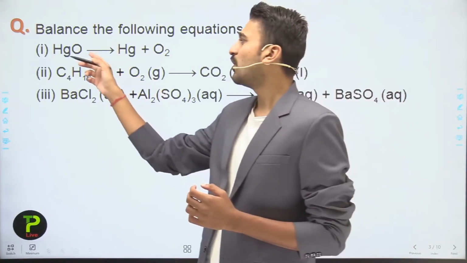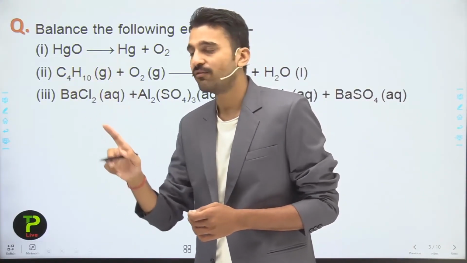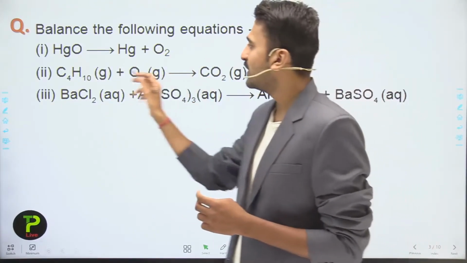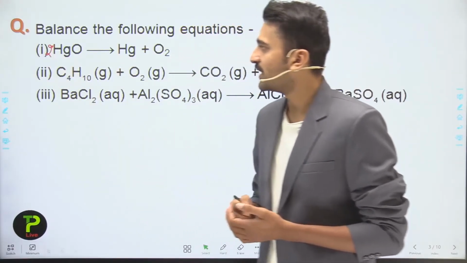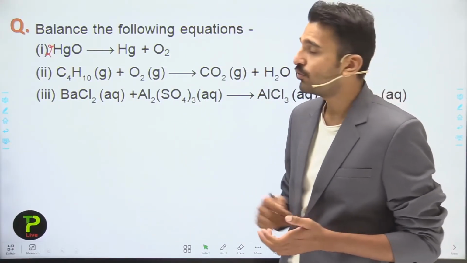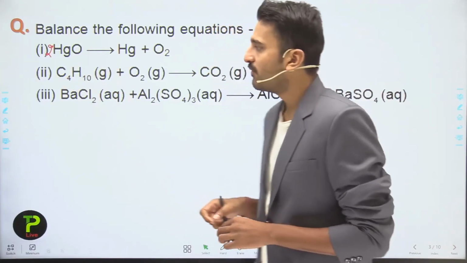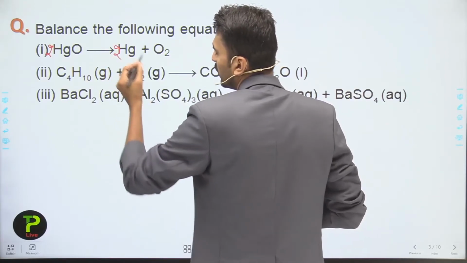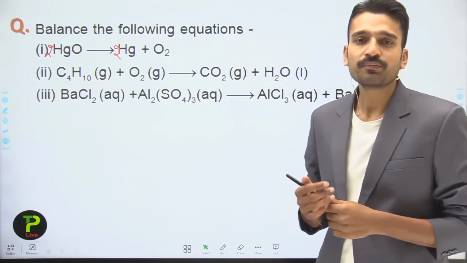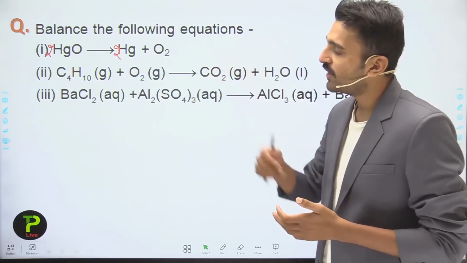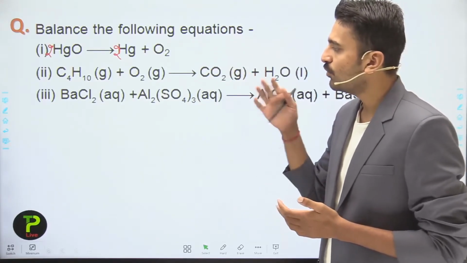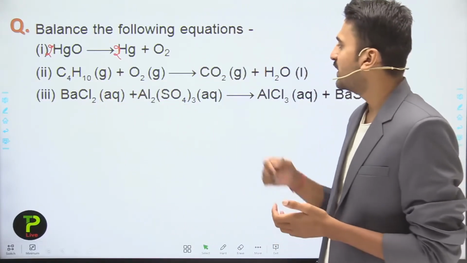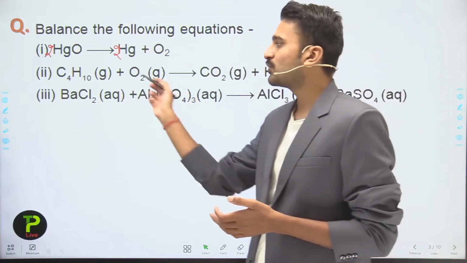Moving to the oxygen, on the reactant side the number of oxygen atoms is 1, while on the product side the number of oxygen atoms is 2. So for balancing we have to write the stoichiometric coefficient, that is 2, in front of the HgO to balance the oxygen atoms, while on putting 2 here the mercury becomes unbalanced. So we have to put again 2 just before the mercury. Now this particular reaction is balanced. Moving to the second part, that is C4H10, that is butane, on reacting with oxygen gives CO2 plus H2O. Here the combustion of butane takes place.